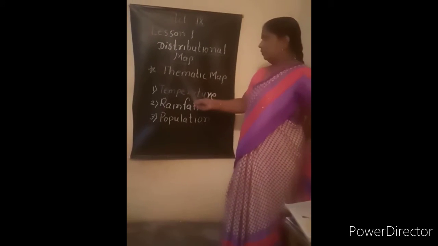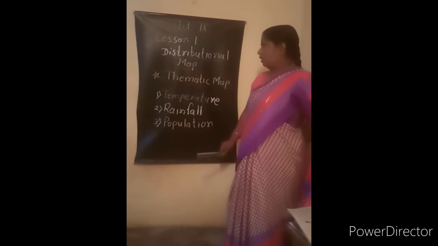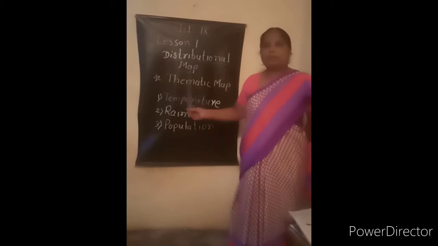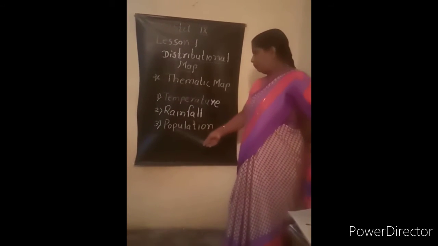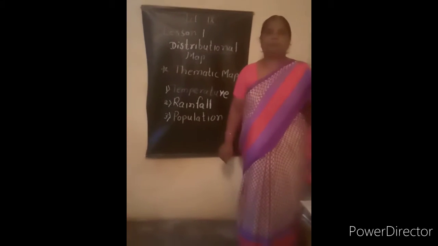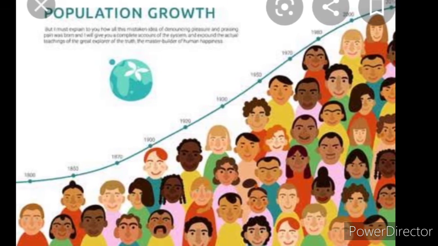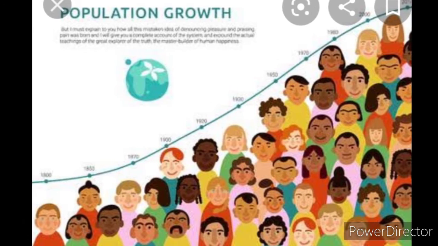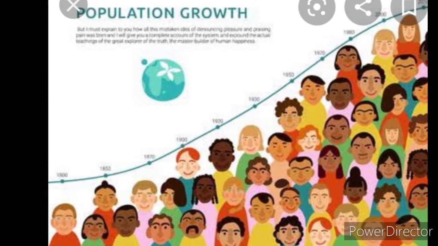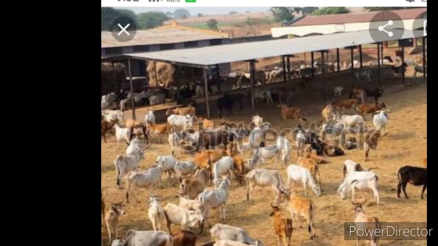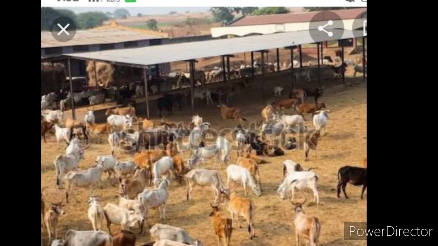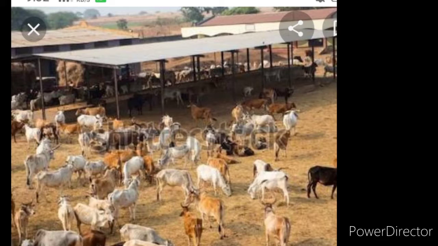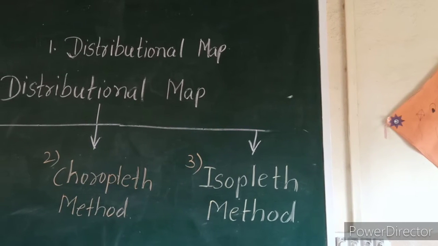Those maps are called thematic maps. With the help of these thematic maps, we can show the temperature, rainfall, population, etc. Distributional maps are useful to explain distribution of these variables in the region. Such maps easily bring out the patterns of distribution. To draw distributional maps, we need statistical data of the variables.